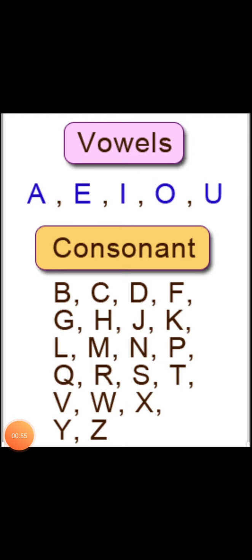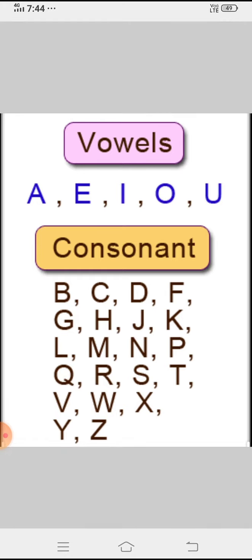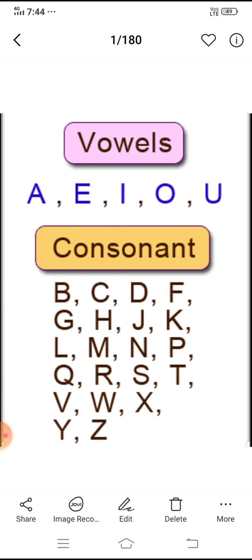In that, there are 5 letters which bring the sound A, E, I, O, U, called vowels. What are vowels? A, E, I, O, U. The remaining alphabet letters are consonants: B, C, D, F, G, H, J, K, L, M, N, P, Q, R, S, T, V, W, X, Y, Z. Except these 5 vowel sounds, all are called consonants.